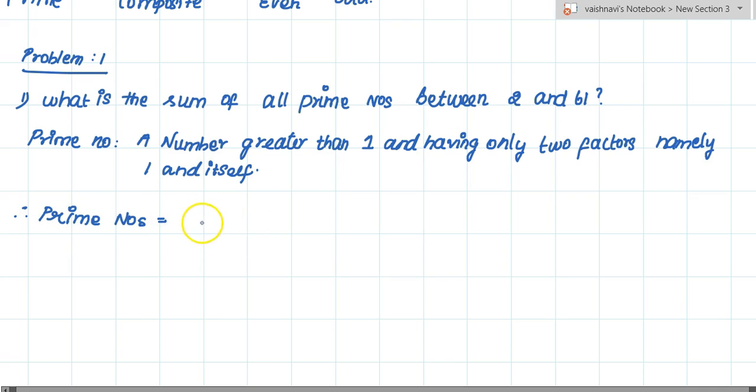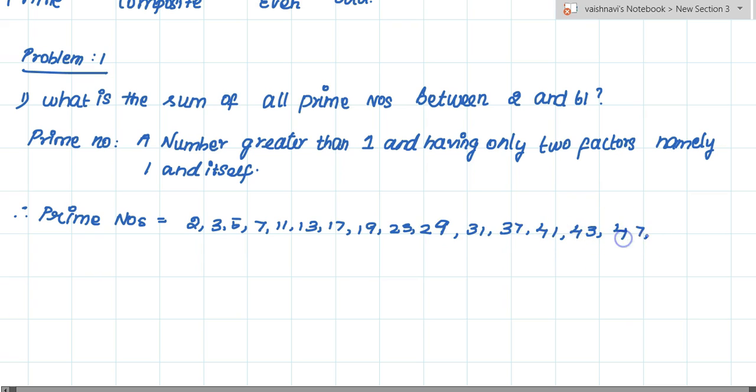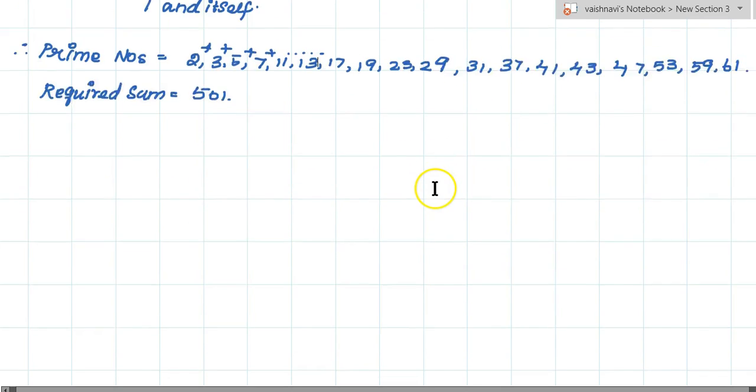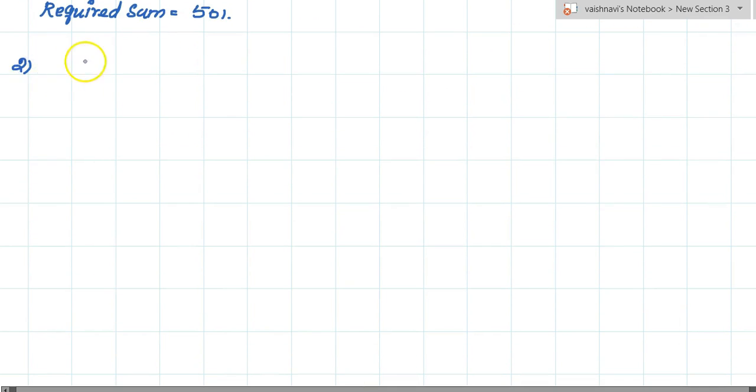So the prime numbers between 2 and 61 are 2, 3, 5, 7, 11, 13, 17, 19, 23, 29, 31, 37, 41, 43, 47, 53, 59, 61. When you add everything, you have to find the sum of all these, and you will get 501. So the problem is solved. This is a very basic problem, I am just doing it for refreshment.